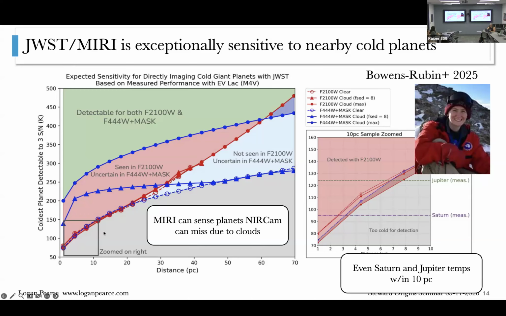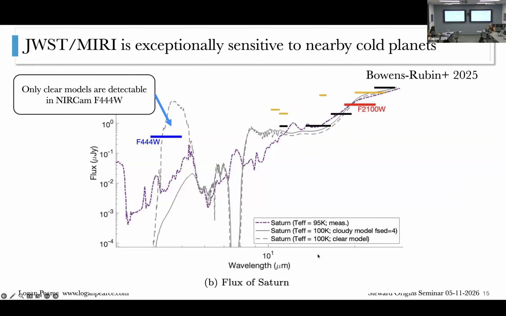And zooming in on this lower corner here, we can see that in the closest systems, MIRI is potentially sensitive to planets as cold as the planets in our own solar system. And the reason why MIRI will catch ones that NIRCam might miss is due to clouds.